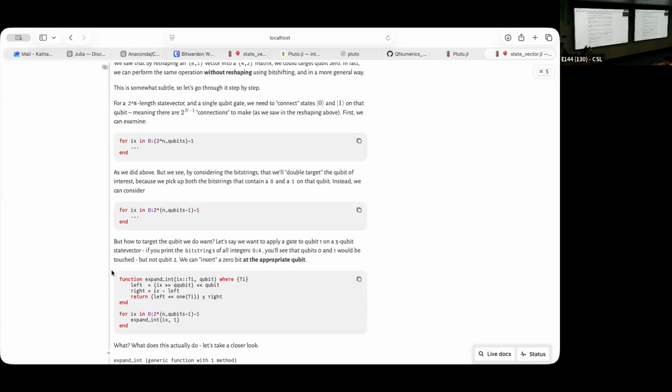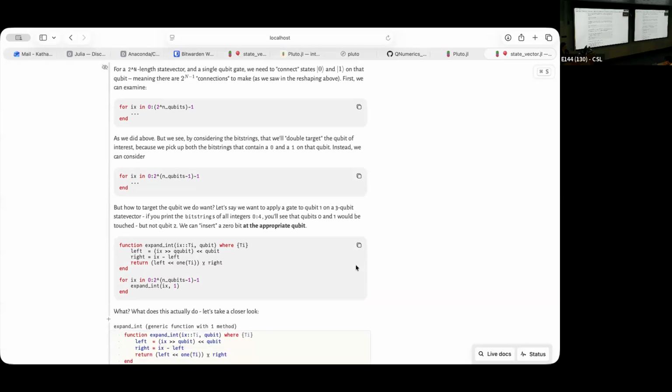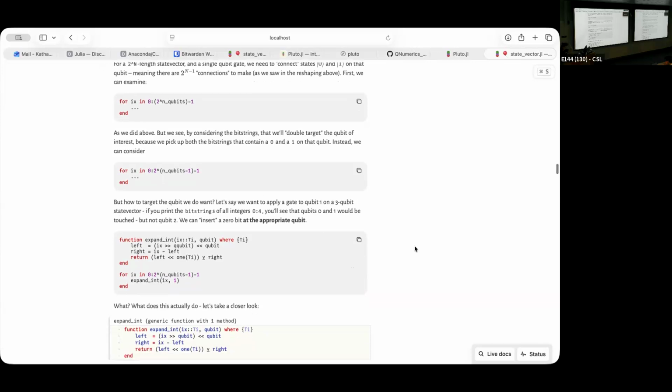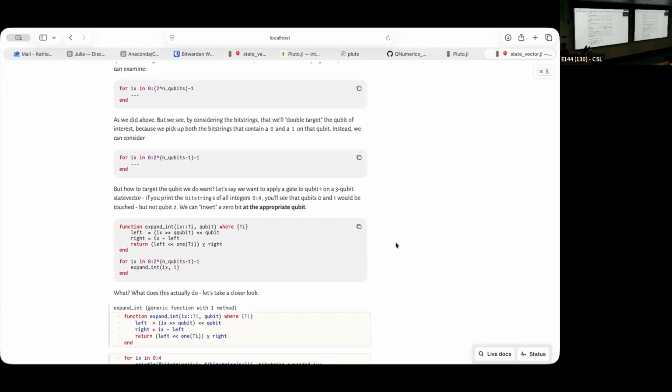So if we only index through half of the indices for the full state vector, then we have half the indices and we need to find a way to target the qubit that we do want. Let's say, just as an example, that we want to apply a gate that targets qubit 1 on a 3-qubit state vector. If you print all of the bit strings of these integers, in this case 0 to 3, I have another typo here, you can see that you'll touch qubits 1 and 0, but not qubit 2. And you can again go through and check that yourself with the bit strings.